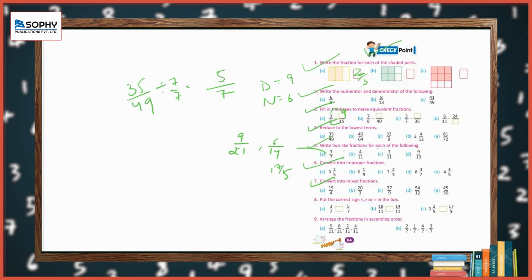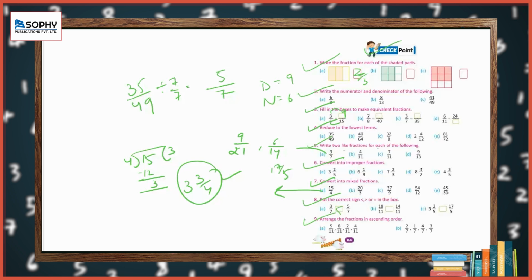In the next one, we have to convert it into mixed fraction, students. So 15 divided by 4, that is 4 3s are 12. So here we get remainder 3. So 3 and 3 by 4 is our correct answer. In the next one, we have to put the correct symbol. That will be, very good, students, 5 by 7 is greater.